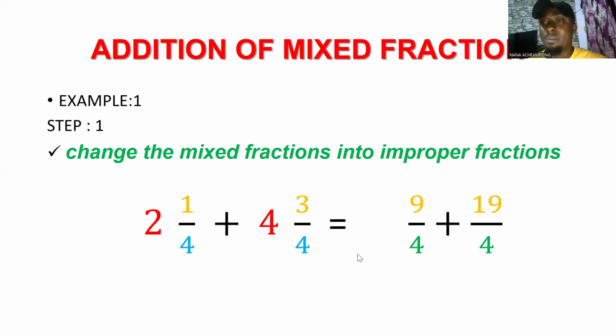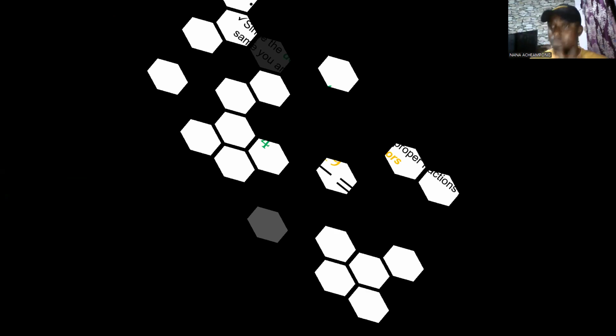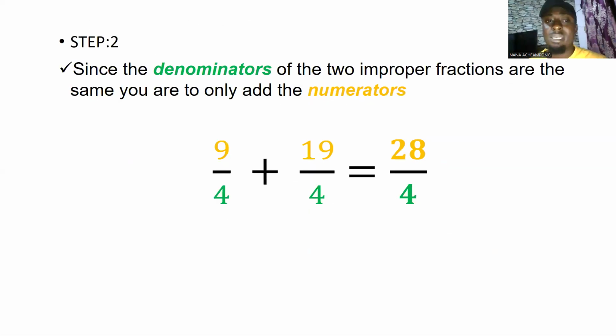Step 2 says that since the denominators, you realize that the two fractions have the same what? Denominator. So since the denominators of the two improper fractions are the same, you are to only add the numerators. You are to only add the what? Numerators. We earlier learned how to add like fractions.